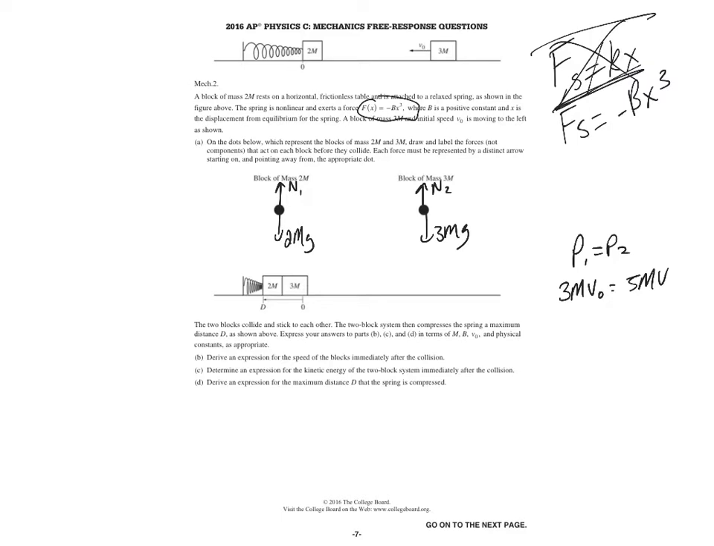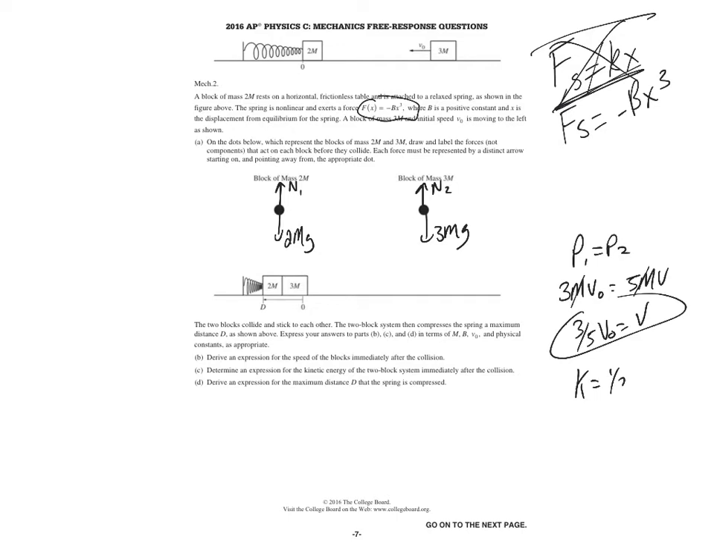And so if you solve for that, the m's cancel. It's 3/5 v naught equals v. There you go. So that's B. C, determine an expression for the kinetic energy of the two-block system immediately after the collision. So you just plug it in again.